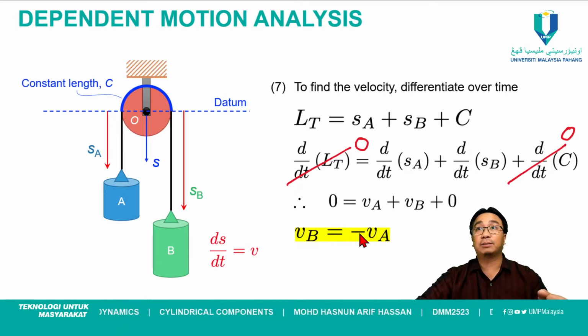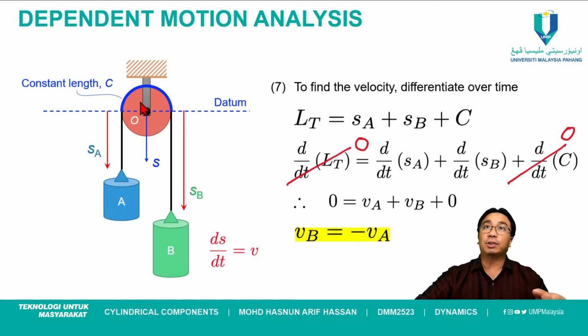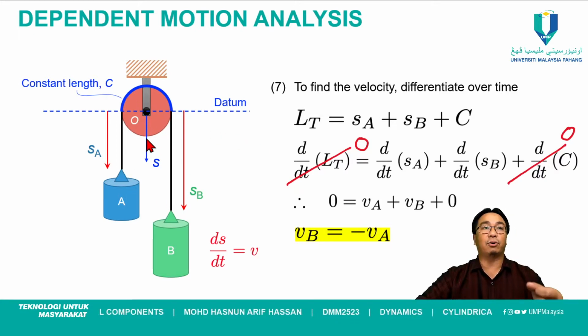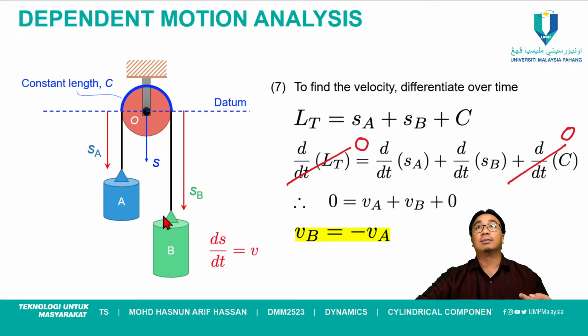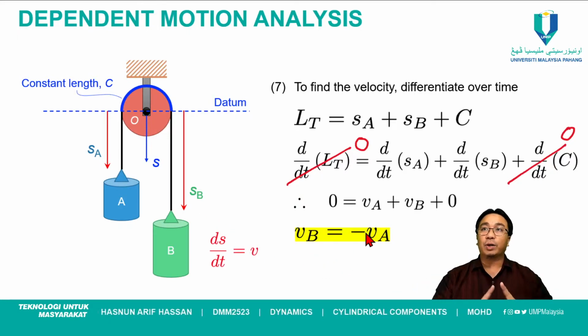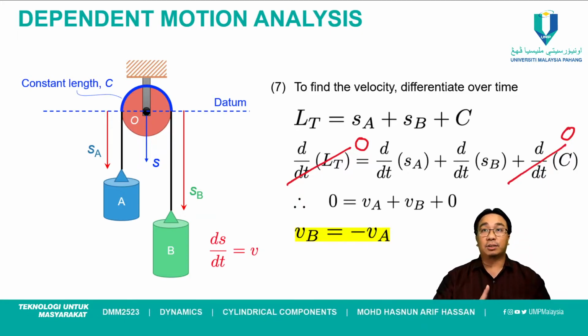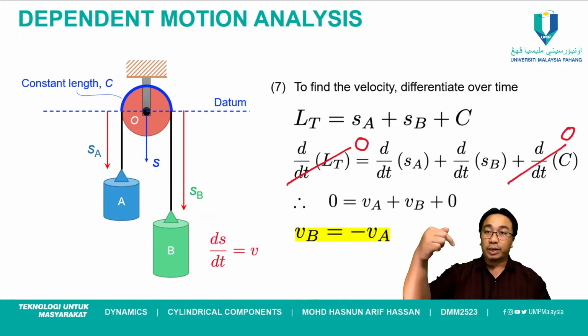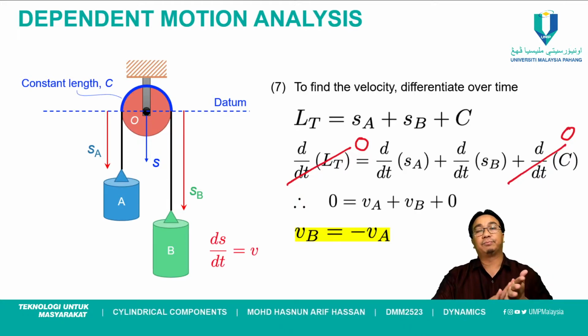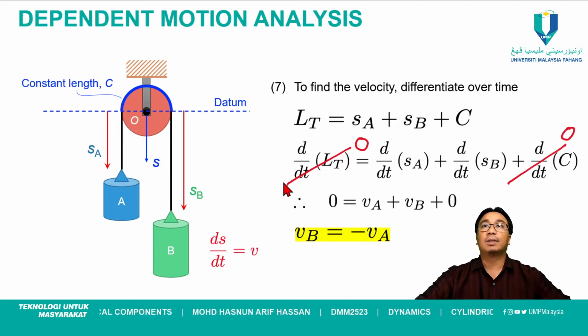What is this direction based on? Based on our coordinate system. So now we define the coordinate system as positive downward, so whatever is going up will be negative. If you define the coordinate system as positive upward, whatever is going down will be negative. Okay? Alright. That is for velocity.